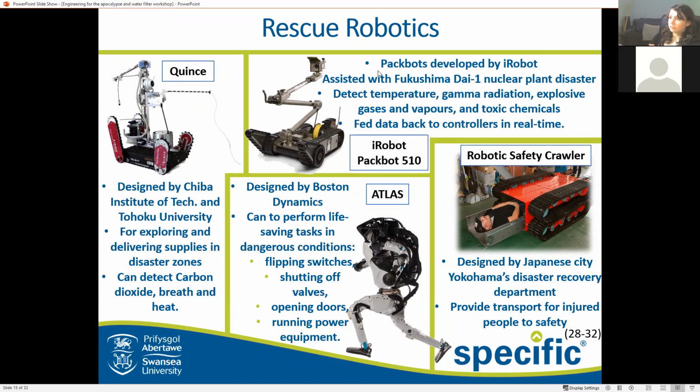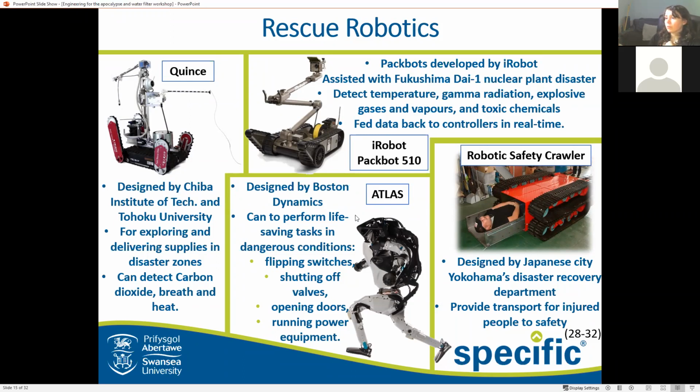So they sent PackBots in, which were capable of detecting temperature, gamma radiation, explosive gases and vapors, as well as toxic chemicals, to properly assess the situation. And then you get live data fed back to the controllers so that they could understand what needed to be done next. So these things were really crucial when they were trying to assess the initial situation and come up with a proper strategy on how to move forward. And similar systems are now actually used by the military in war zones to try and identify bombs, try and find people in need, and also to try and help in situations where people might be vulnerable.